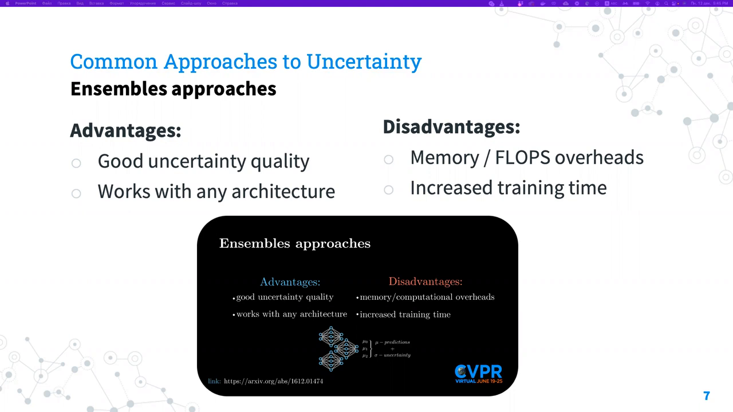The major advantage of this method is that it produces good quality of uncertainty, for example in terms of out-of-distribution detection or calibration. It works with pretty much any kind of architecture because, in general, you don't have to make any changes. But the major drawback is that obviously you're getting memory and computation overheads, and increased training time. For some kinds of applications, it's just not acceptable.